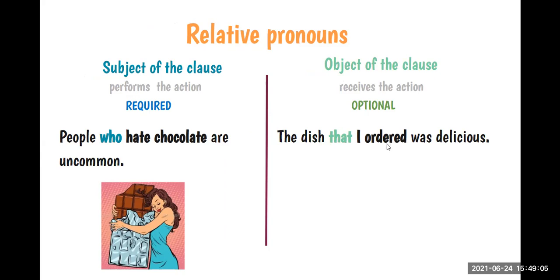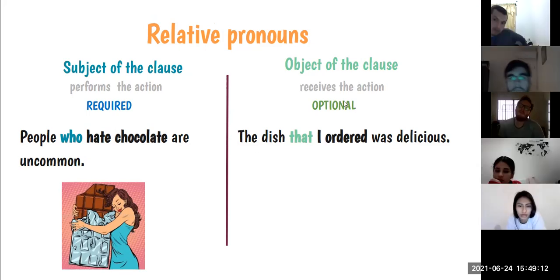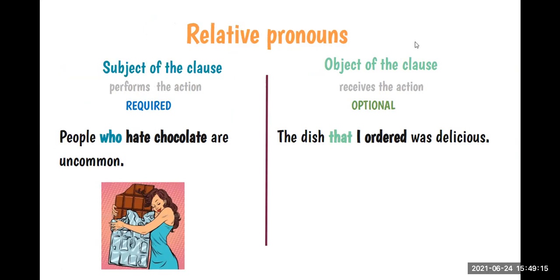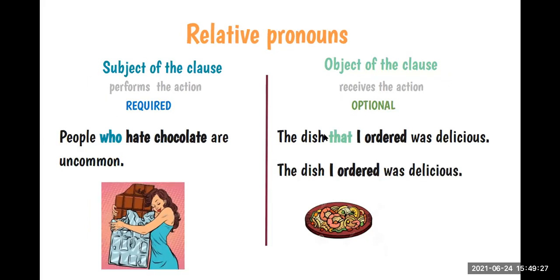¿Y qué ordené yo? A dish. The dish, right? Entonces, the dish es el objeto de nuestra oración. Por favor, sus micrófonos. Porque es quien es el objeto que recibe nuestra acción. ¿Ok? Entonces, podríamos omitir that. ¿Por qué? Porque en esta oración, that es el objeto de nuestra clause. The dish I ordered was delicious. Y ambas oraciones están bien, están correctas.